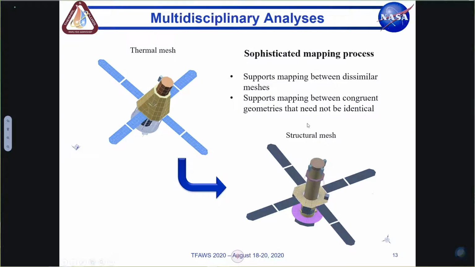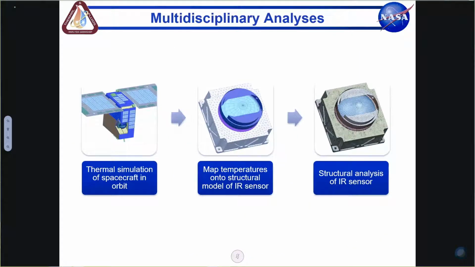So this is something that we do have, and it supports mapping between dissimilar meshes. So you can see these two meshes are not very alike. They have different mesh types and different mesh sizes. And also, because of the implementation of the algorithms, we support mapping between congruent geometries. So they don't have to be identical. I mean, if you look a little closely at these two examples, you have some different features that appear on one but not on the other. But that's okay, because the mapping takes care of putting the temperatures in the right place on the structural model.